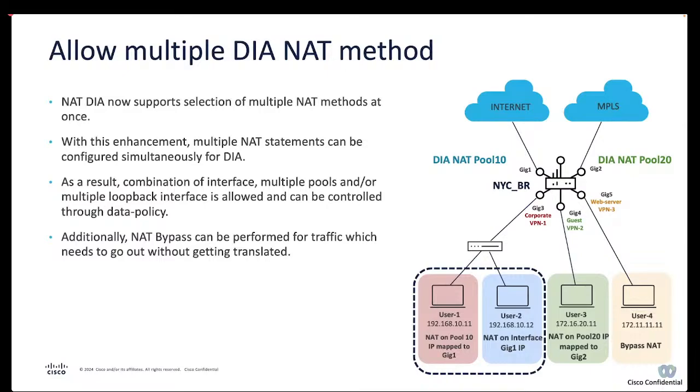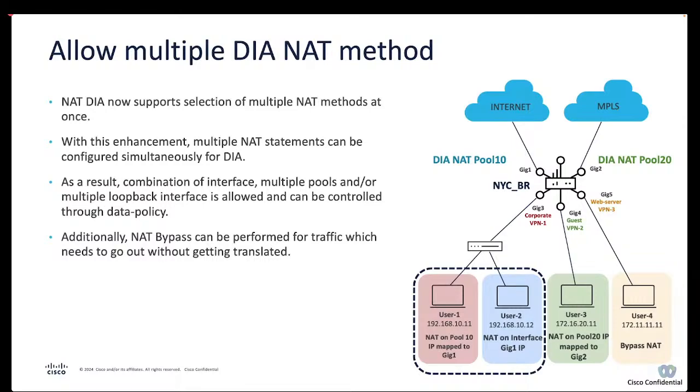bandwidth. Okay. You can also configure the direct internet access using the data policy, or you can add the NAT DIA route into the service VPN. That could be your VPN 10, 20, or whatever service VPN you have configured in your SD-WAN network. And current SD-WAN solutions support NAT DIA with a limitation where only one NAT method can be used for the dynamic address translation.